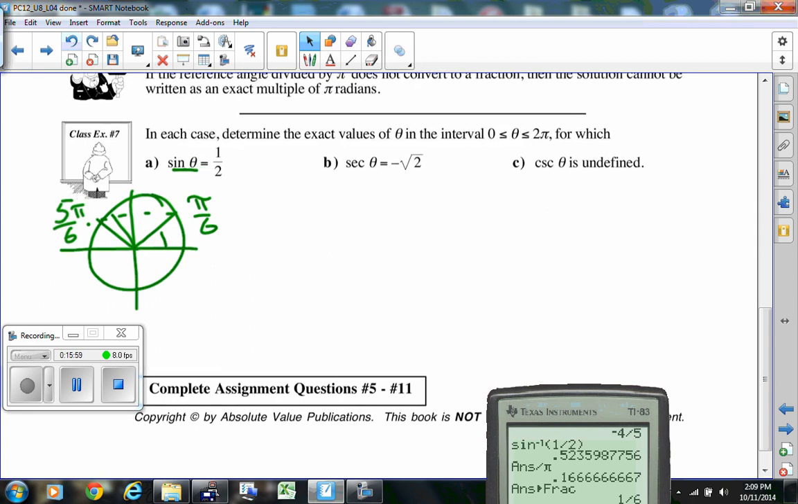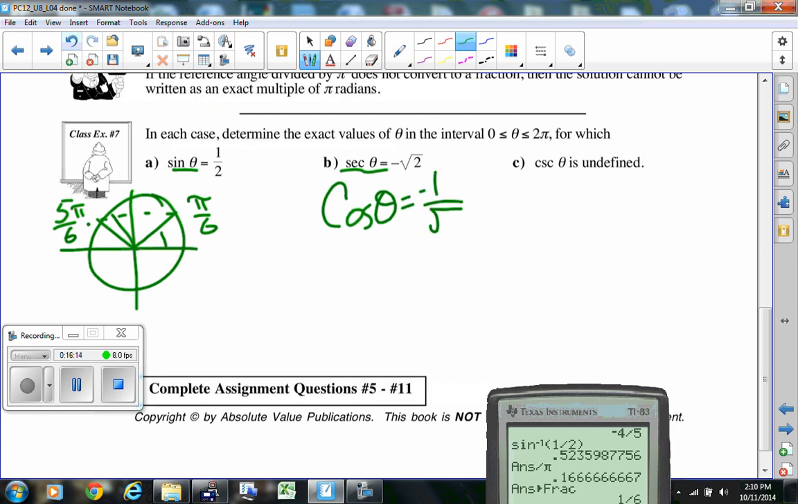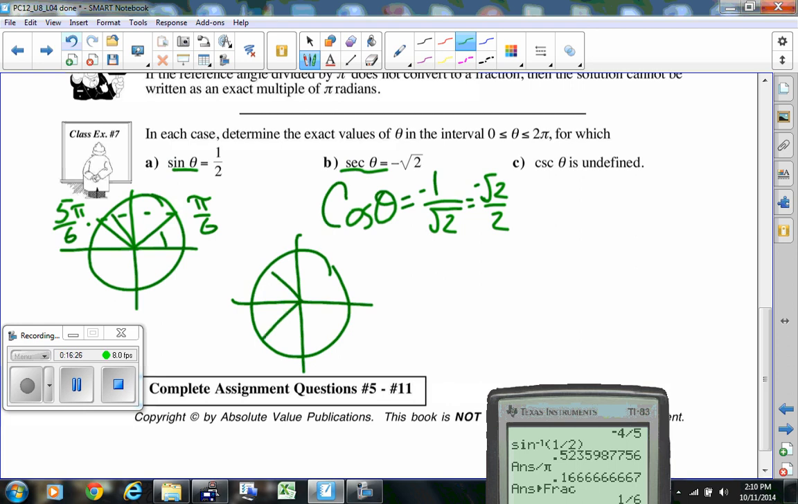So for this one right here, secant theta equals negative root 2, what I do is go, oh, what they really mean is cosine of theta equals negative 1 over root 2, which is the same as negative root 2 over 2 if I rationalize. And then I just play Where's Waldo? Cos is the x, bam and bam. So they're going to be my pi quarters.